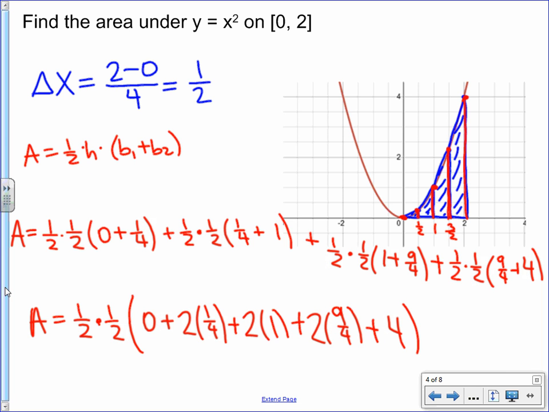Wait, one more time, how do we find the bases? Here, between 1 and 3/2, our first base was 1 squared, which is 1, and our second base was 3/2 squared, which is 9/4. So we're just plugging it into our function.